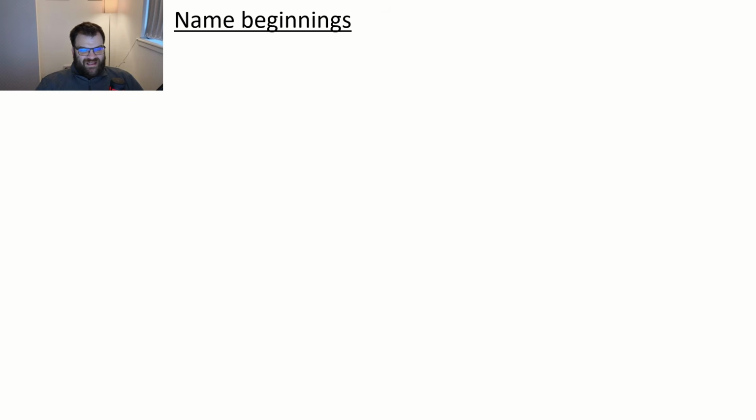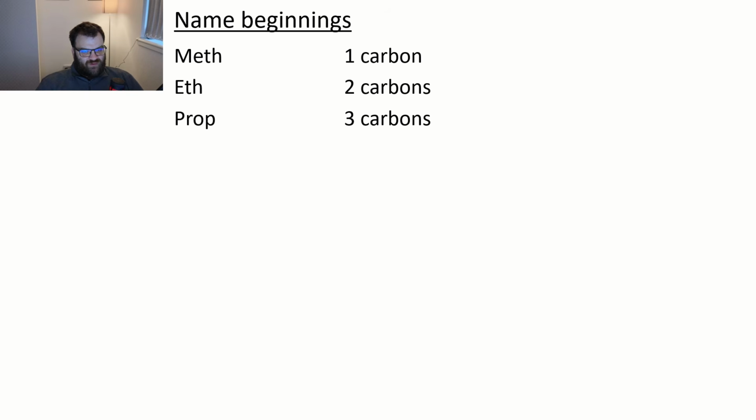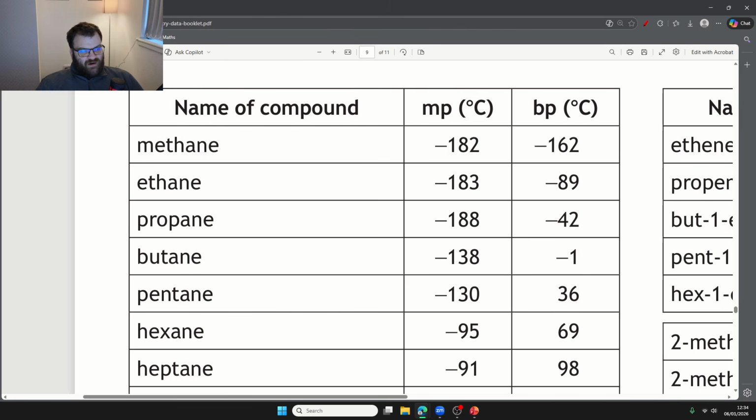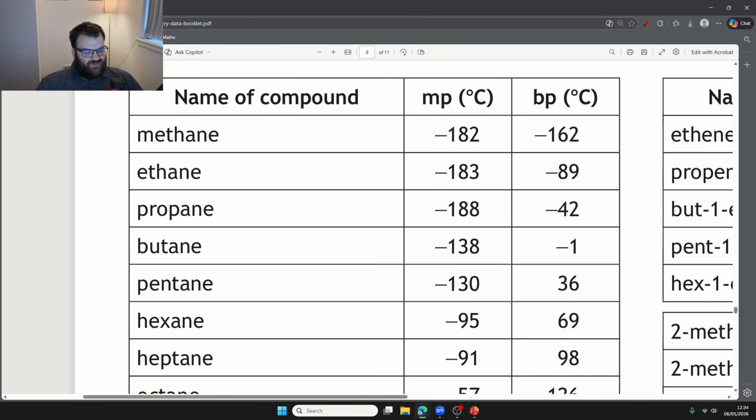When it comes to naming hydrocarbons, we need to know the beginnings and how many carbons they refer to. We have meth, eth, prop, but, pent, hex, hept, and oct. You can be asked to go up to 8 carbons in the longest chain. There are names of some of the hydrocarbons on page 9 of the data booklet. They are in order from 1 up to 8.